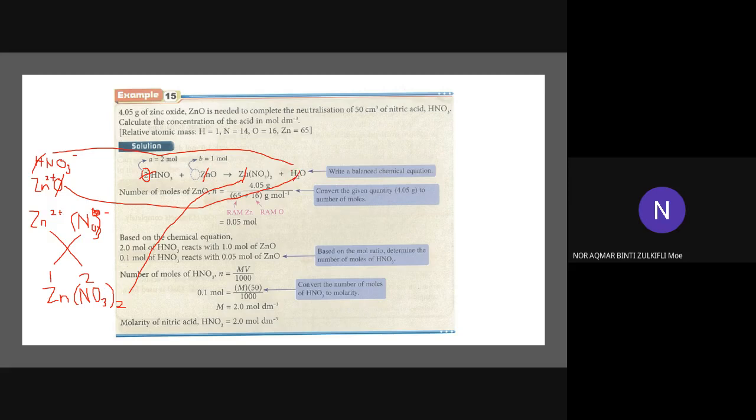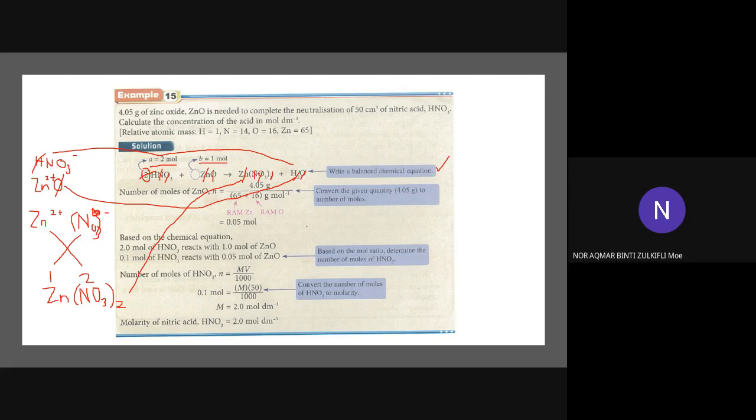Now we have O here. O last one. We need to find the N first. So N we have only 2, 2N. Here also 2N. So settle. O3 times 2, 6, plus 1, 7. So 7 O. So settle, balance. Then you have A is 2 mole, B is 1 mole. Means 2 mole of HNO3, 1 mole of ZnO. So now settle the chemical equation balance.